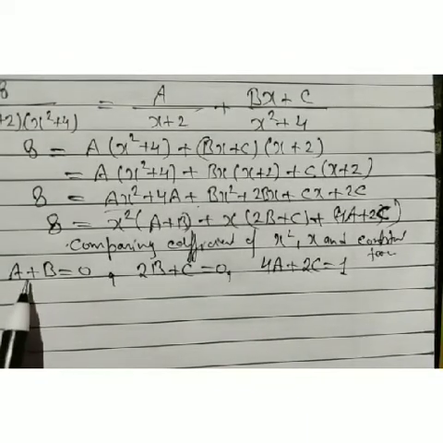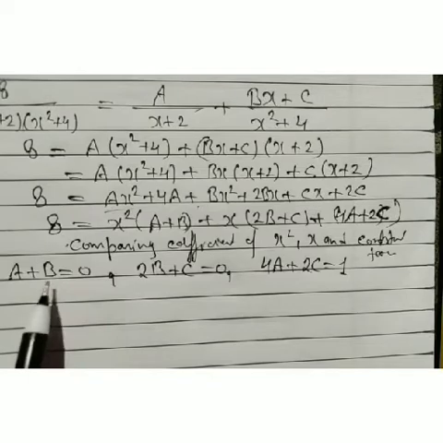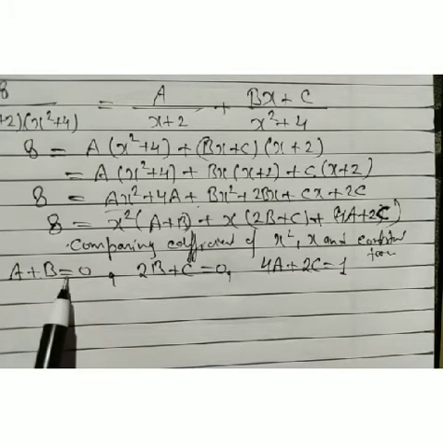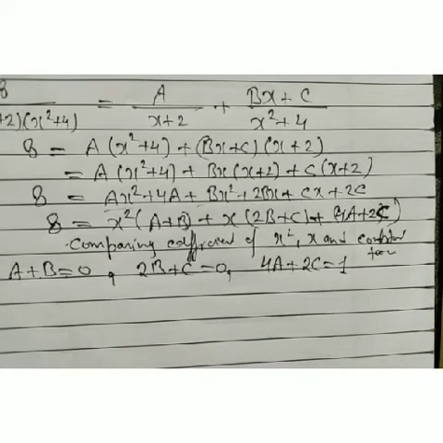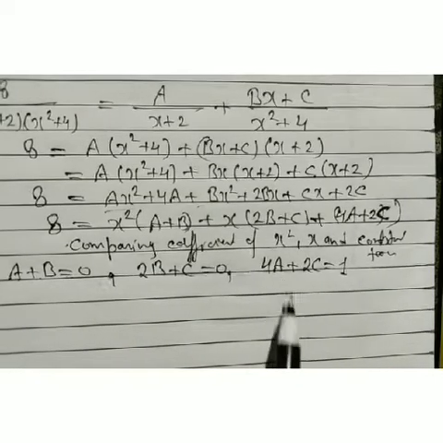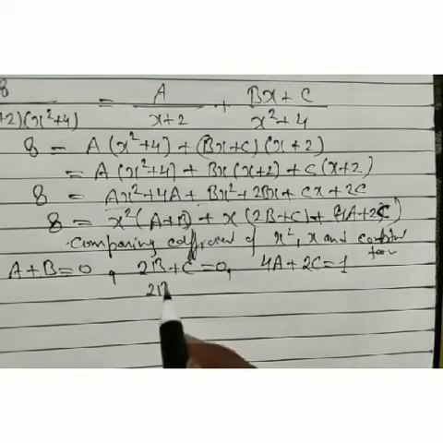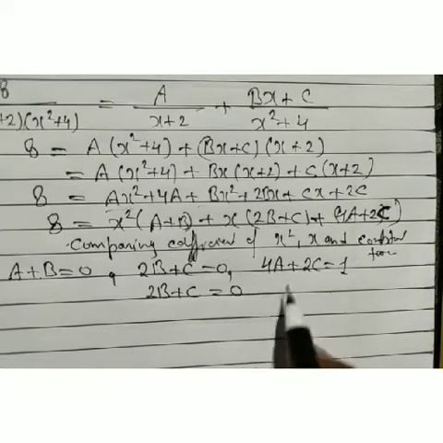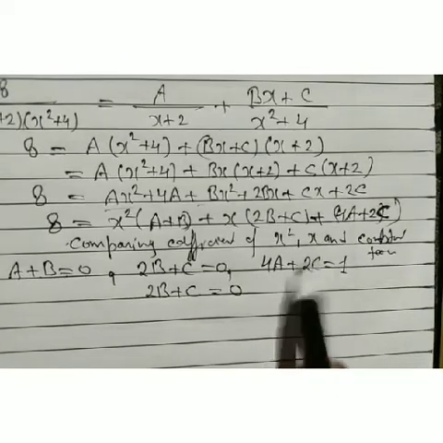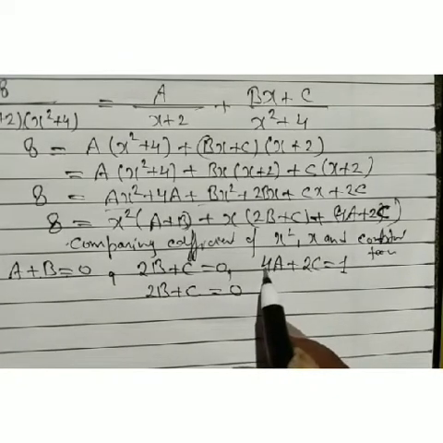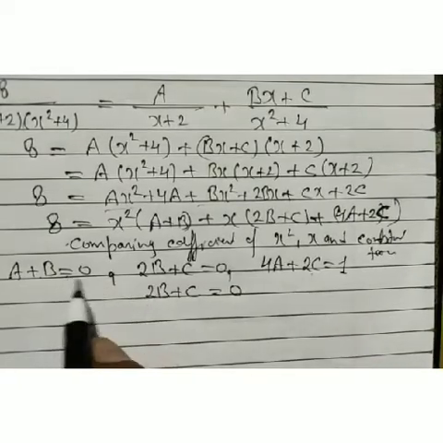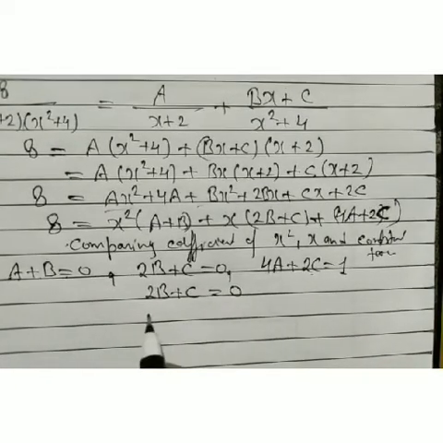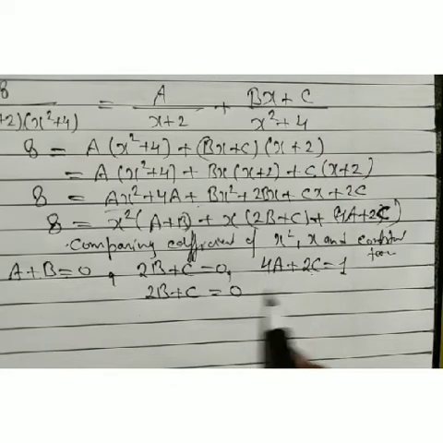From here we get the value of a is minus b. Then we are going to put the value a is equal to minus b in the equation. We have 2b plus c, and for a, we are going to take 2 common there, and in place of a we are going to put minus b.